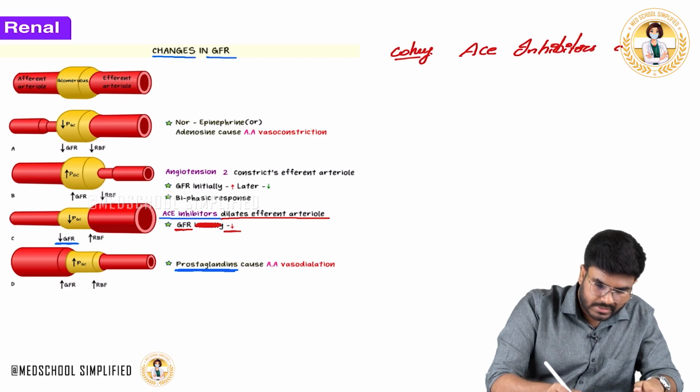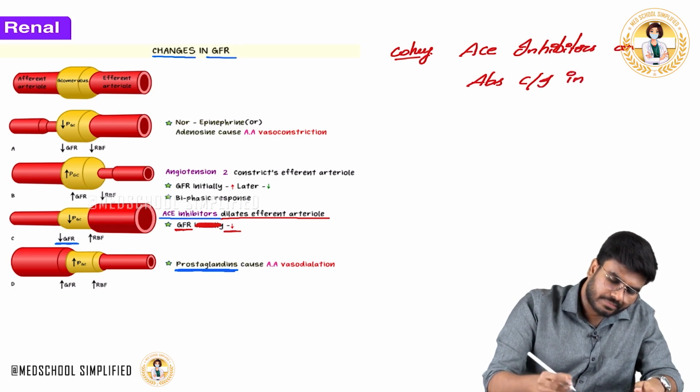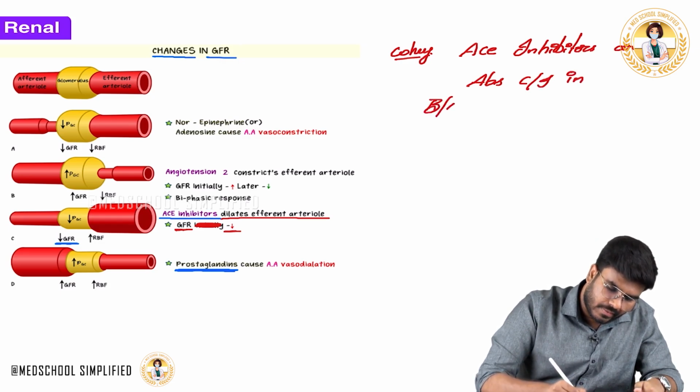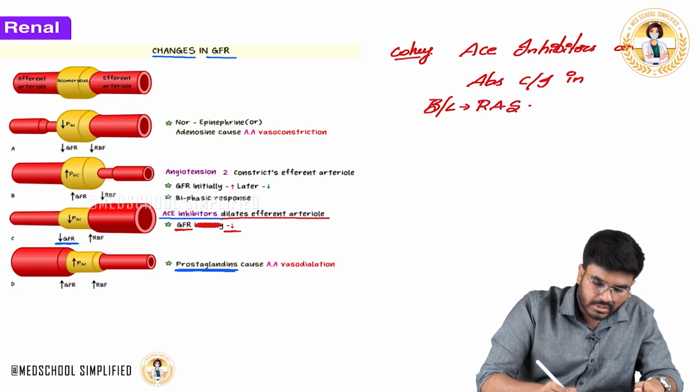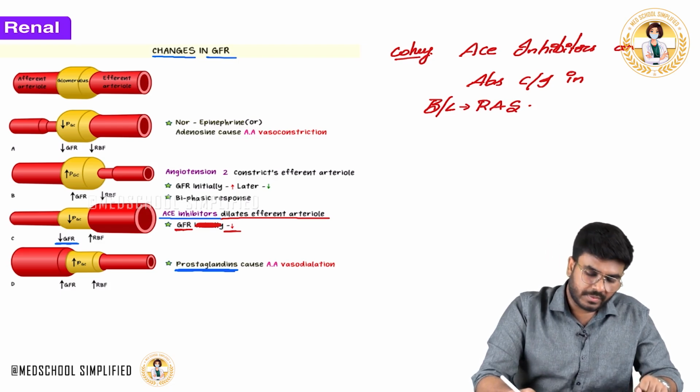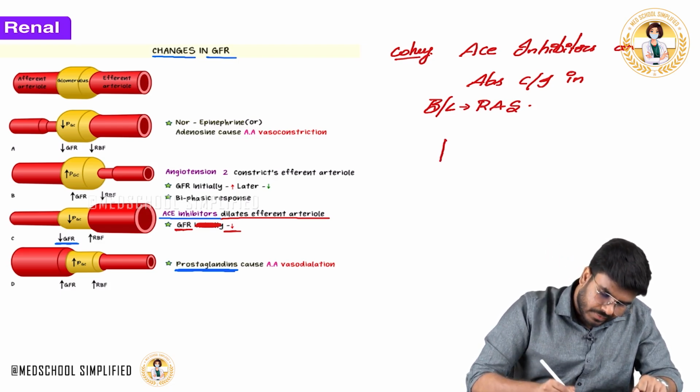Okay, why ACE inhibitors are absolutely contraindicated in a condition called bilateral renal artery stenosis. There is this one condition called bilateral renal artery stenosis, which means, see, this is the abdominal aorta, we all know. Now from the abdominal aorta, what is going to come out? It is the renal artery.